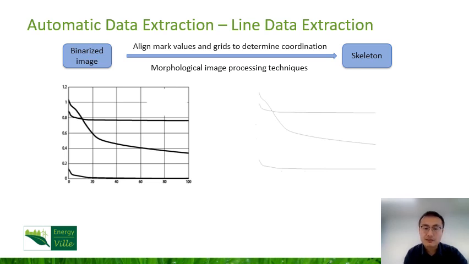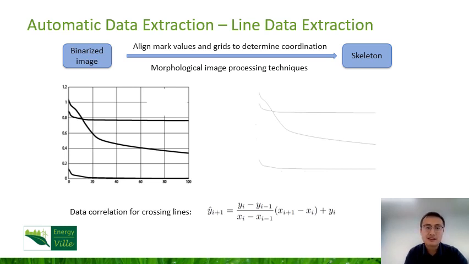Once the coordinate information is determined, we use morphological image processing algorithms to remove everything except the line part. Here, as you can see, only the scatter line of the data line is kept. That means the width of each line is only 1 pixel. However, for some line charts, multiple lines are in the same figure, and the lines can cross each other, like the one in the picture.